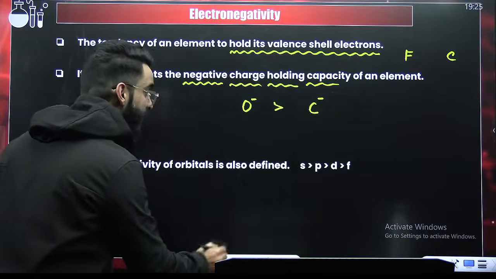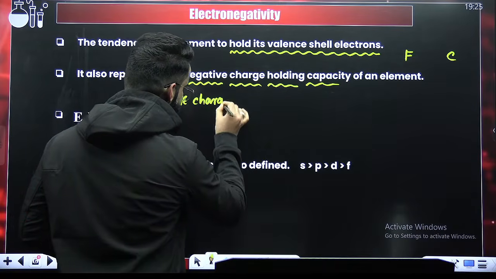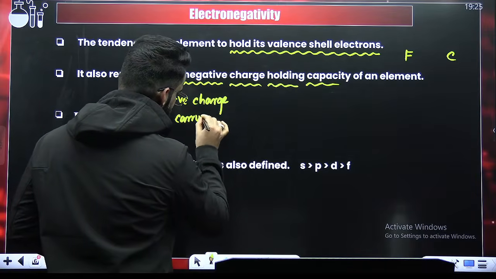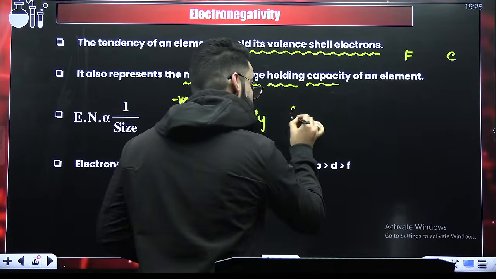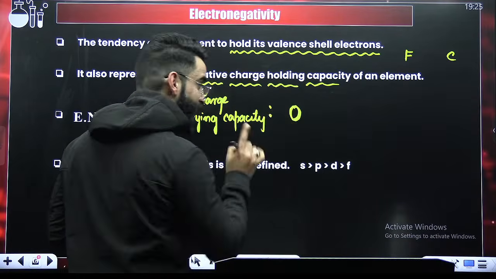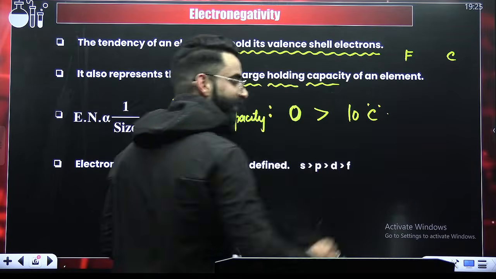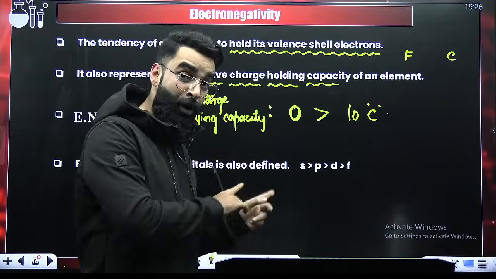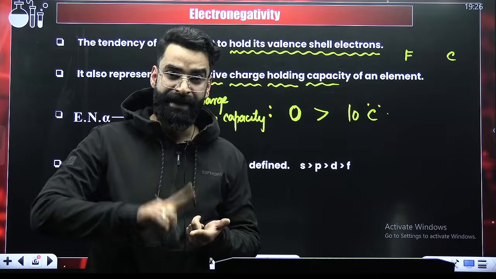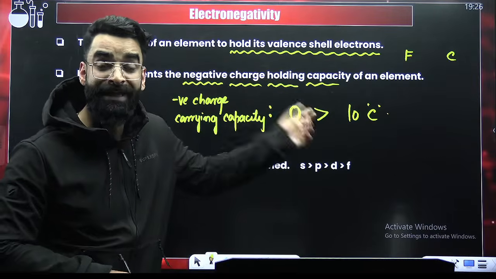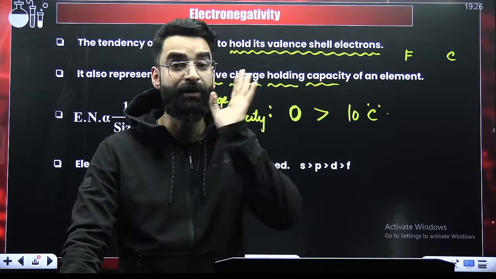And my dear students, remember one thing I'm going to tell you. The negative charge carrying capacity of one oxygen atom is greater than the negative charge carrying capacity of almost 10 carbon atoms. Now you can understand how stable negative charge will be on oxygen as compared to carbon. Do you understand what I'm trying to say?